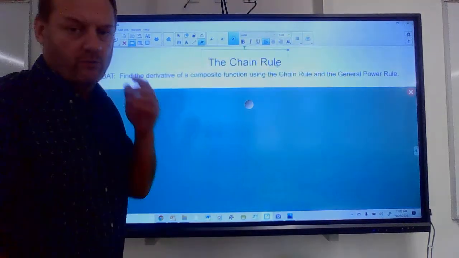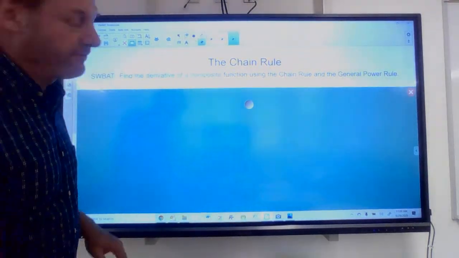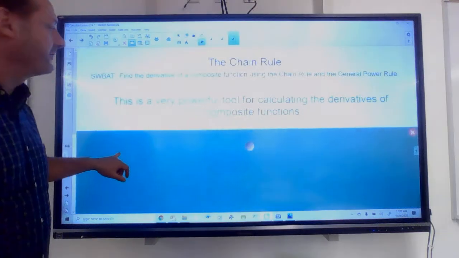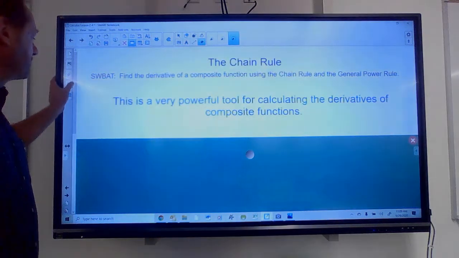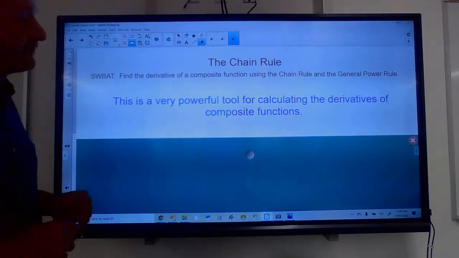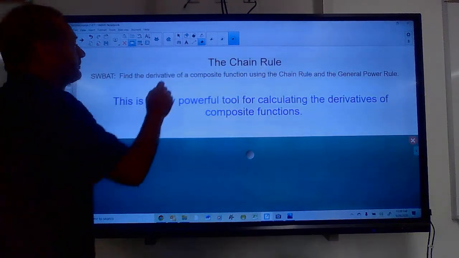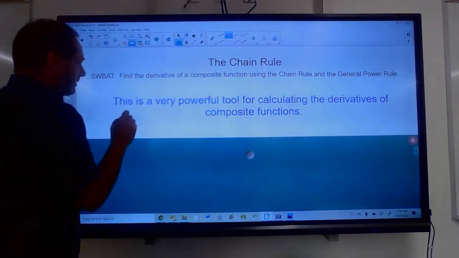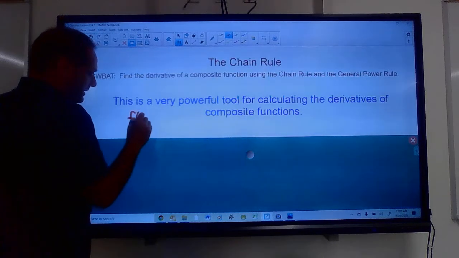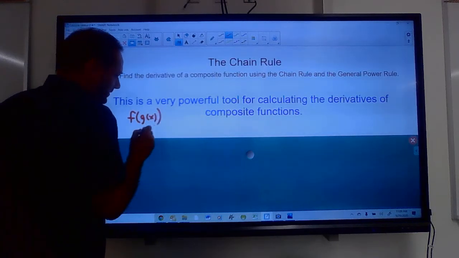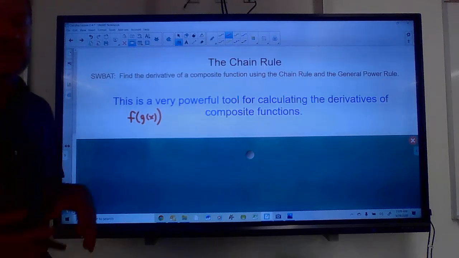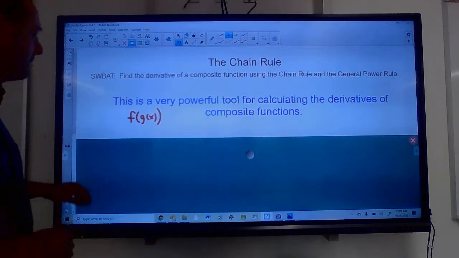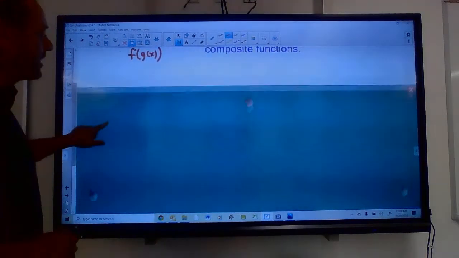Today we're going to talk about the chain rule. This is a very important rule that is going to be very powerful for you to find derivatives of composite functions. A composite function, remember, is something that looks like this: f of g of x. You've got a function inside another function.